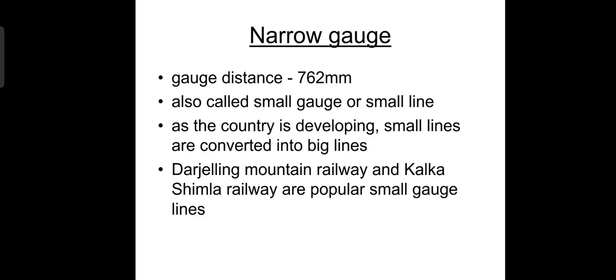Narrow gauge. Gauge distance is 762 mm. It is also called a small gauge or small line. As the country is developing, small lines are converted into big lines. Darjeeling Mountain Railway and Kalka Shimla Railway are the popular small gauge lines.